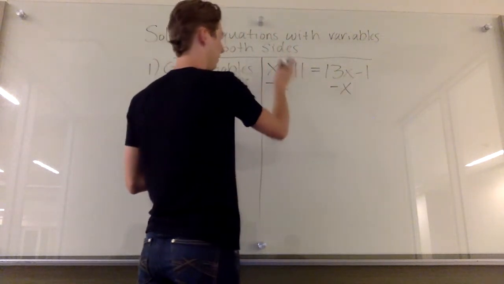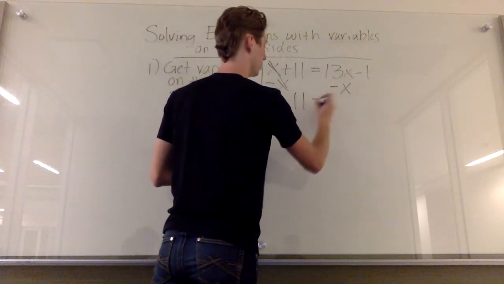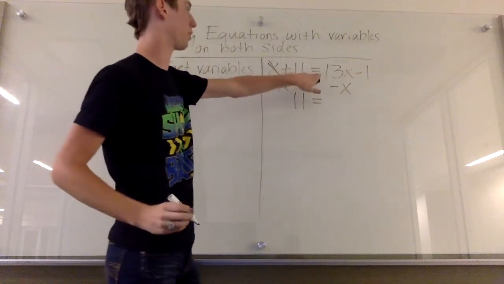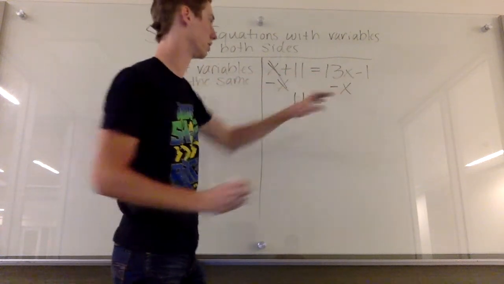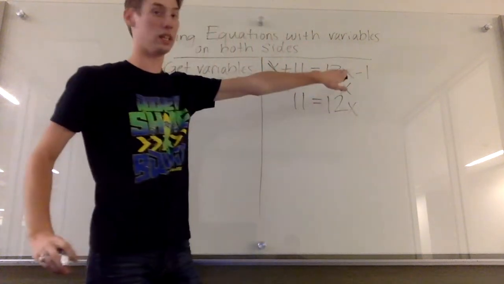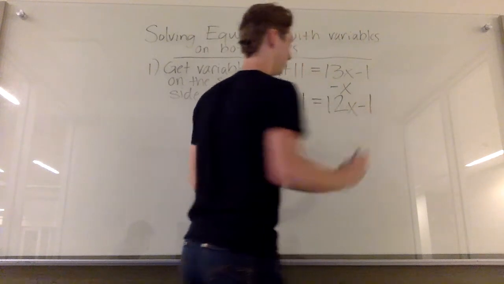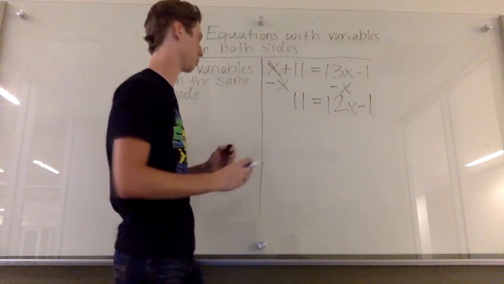That's going to cancel these and leave 11 over here. Don't forget our equal sign. We've got 13x minus x, which gives us 12x. We didn't do anything with this minus 1 right here, so we just pull that down. Okay, so here's where we are.